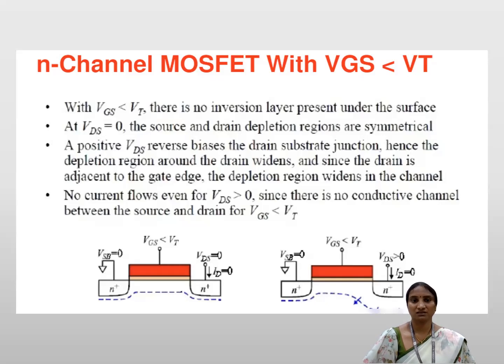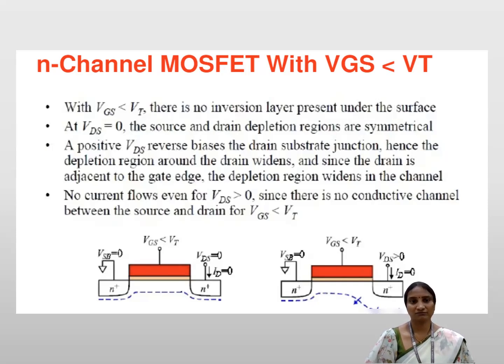Whenever the gate to source voltage is less than the threshold voltage, the threshold voltage is simply the minimum amount of voltage required to turn on a particular device. Here, some minimum amount of voltage will be required for the MOSFET to turn on. This is called the threshold voltage. Whenever we apply VGS which is less than the threshold voltage, what happens to the channel? There will be no inversion layer present under the surface. If you increase the VGS voltage greater than the threshold voltage, then the channel exists due to the formation of the inversion layer.